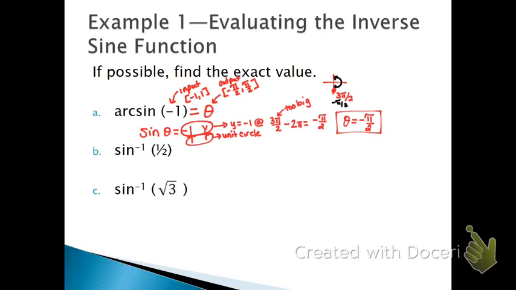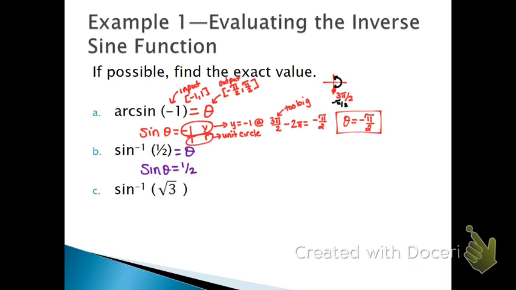All right, so on B, we're looking for the inverse sine of 1/2. So first thing, check. My input, that 1/2, is it between -1 and 1? Yes. All right, so this has an answer. So remember, this means we're looking for theta. So when I switch them around, that means that sine of theta has to equal 1/2.